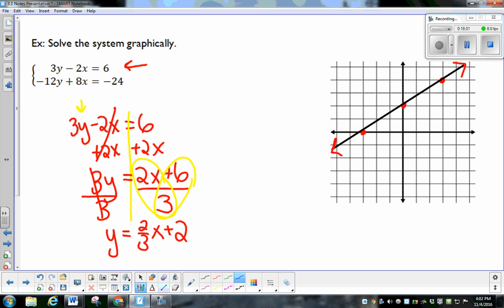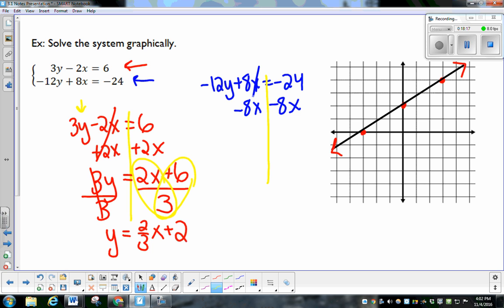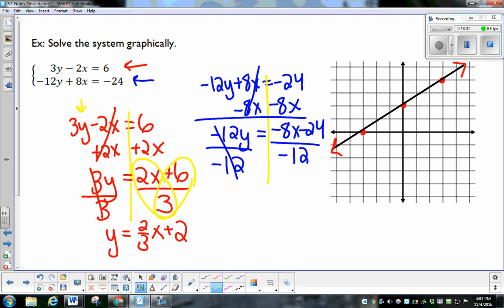Let's get our other one graphed here. I'll do this one in blue. So it's negative 12y plus 8x equals negative 24. So again, we're trying to get y by itself here. So I need to subtract 8x. Then I'm left with negative 12y equals negative 8x minus 24. I've got one more step here, and that is to divide by that negative 12 in front of the y. That's the y's coefficient. So we are left with heart method here.